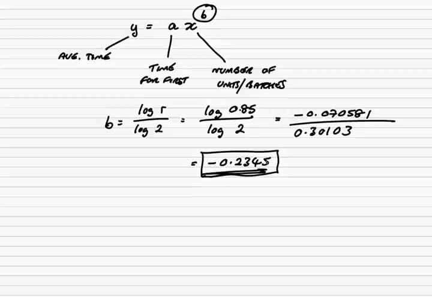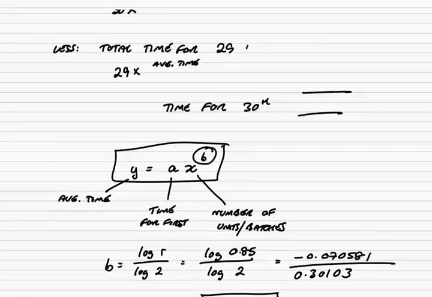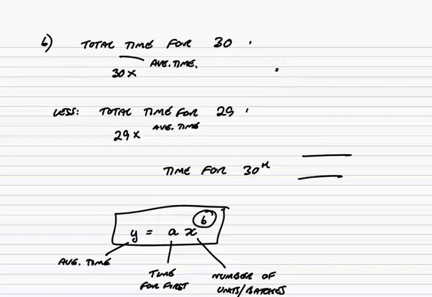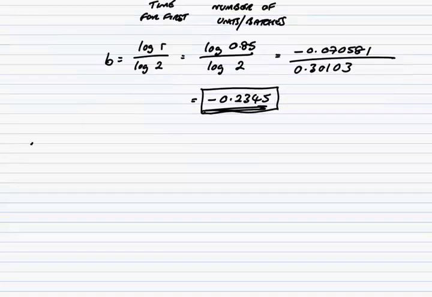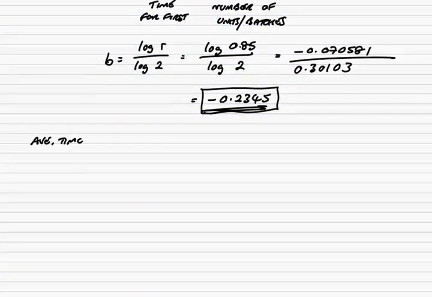Having got B, though, now we can use the main formula. As you'll see, I'm going to have to use it twice because, first of all, let's work out the average time if we make 30. The formula is y equals ax to the power b. Y is the average, that's what we need. A is the time for the first, 200 hours. X is the number of units or batches, and we're doing it for 30, to the power b, to the power minus 0.2345.